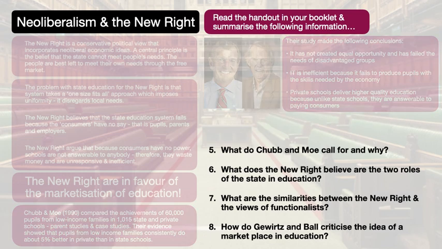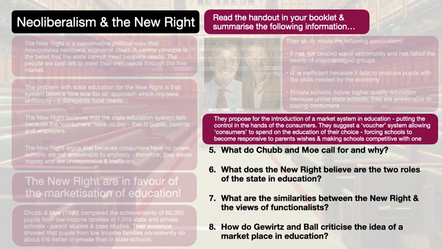So what did they say should happen as a consequence of their findings? Well, Chubb and Moe propose the introduction of a market system in education. They want to put the control into the hands of the consumers, or the parents and the students. They've suggested a voucher system that would allow the consumers to spend on the education of their choice, essentially giving you a voucher to pay for your schooling, but in a school that you want to go to. What would happen here is it would force schools to become responsive to parents' wishes and make schools competitive with one another.